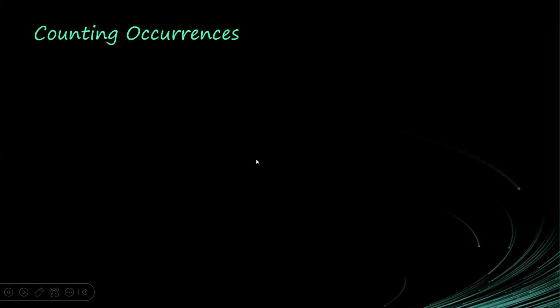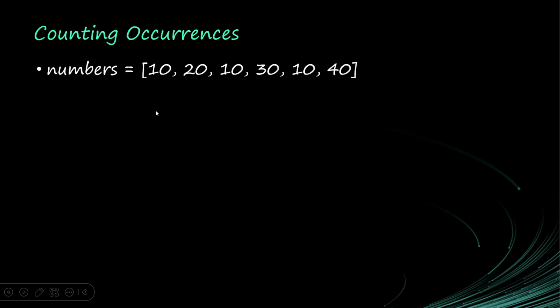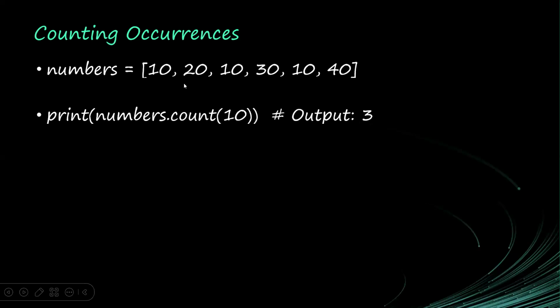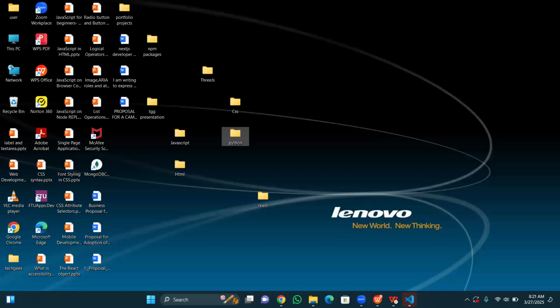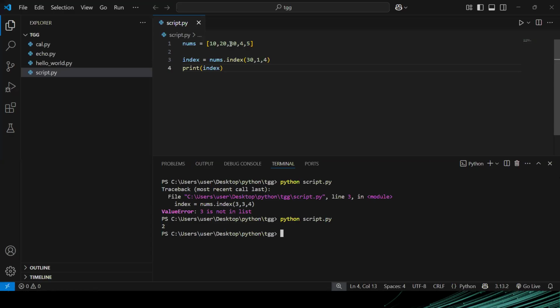All right, so you can also check the occurrences of a particular element. Now, as you can see, we have 10, 20, 10, 30, 10, 40. So we have more than one occurrence of the element 10. So if you want to get the count of how many 10s we have in this list, you use the count method.